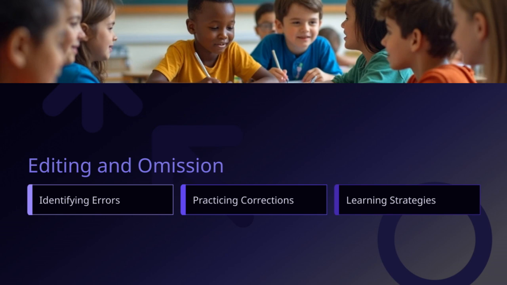Finally, editing and omission are important strategies. Reviewing your work critically, editing out unnecessary parts, and filling in gaps where information is missing all contribute to clearer, more accurate communication. These steps tie back to our overall goal of mastering effective learning techniques. By constantly refining and correcting, you're building stronger skills that last.